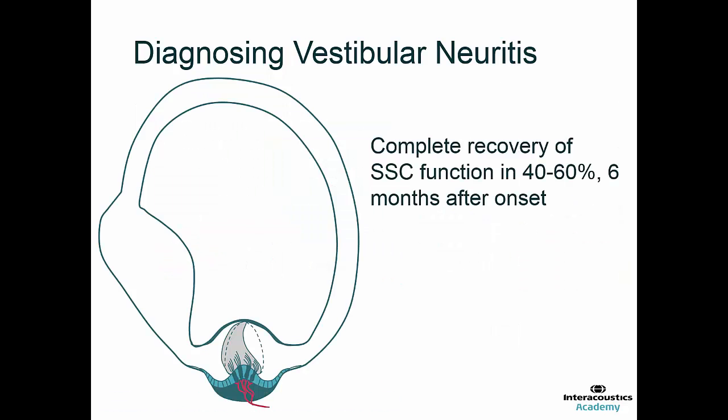The important thing to remember with patients with vestibular neuritis is that complete recovery of semicircular canal function occurs in 40 to 60% of patients 6 months after onset. Now this is important because we're going to be seeing these patients in the audiology department often around this time.